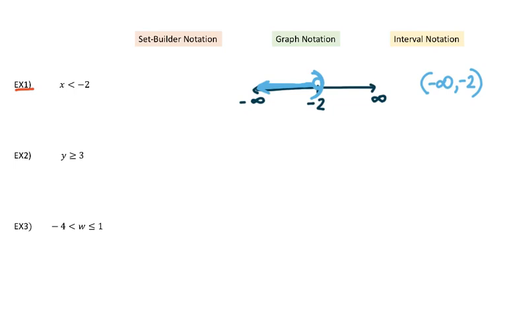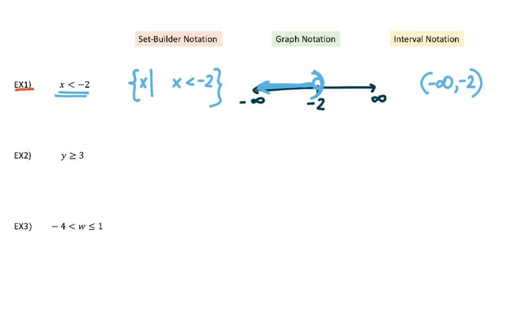Okay, now set builder notation, in my opinion, is the easiest. It's just making this expression a little bit more fancy. We're saying it's the set of all x's such that x itself is less than negative 2. So all 3 of those are ways of writing the same set of numbers.